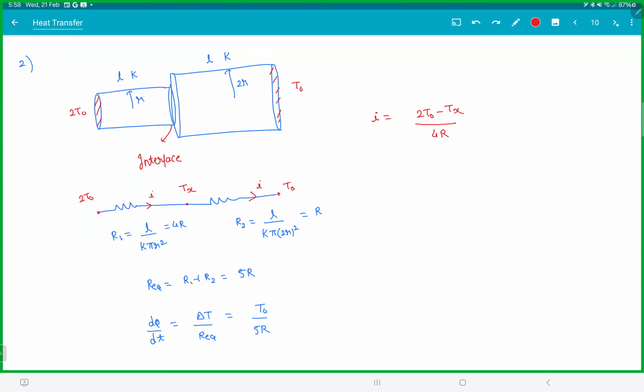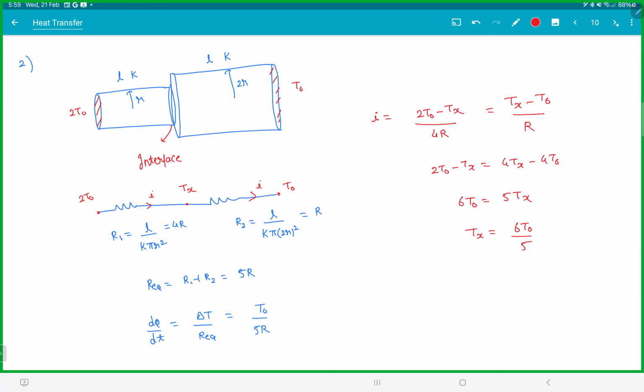So this is also equal to Tx minus T naught by R. Does that make this equation making sense, everyone? The current in the two branches is the temperature difference across one resistor by resistance. So that will be 2T naught minus Tx by 4R and Tx minus T naught by R. R will cancel. This would be 2T naught minus Tx. 4 will go that side. It will be 4Tx minus 4T naught. So this will be 6T naught is equal to 5Tx. So Tx will be 6T naught by 5.